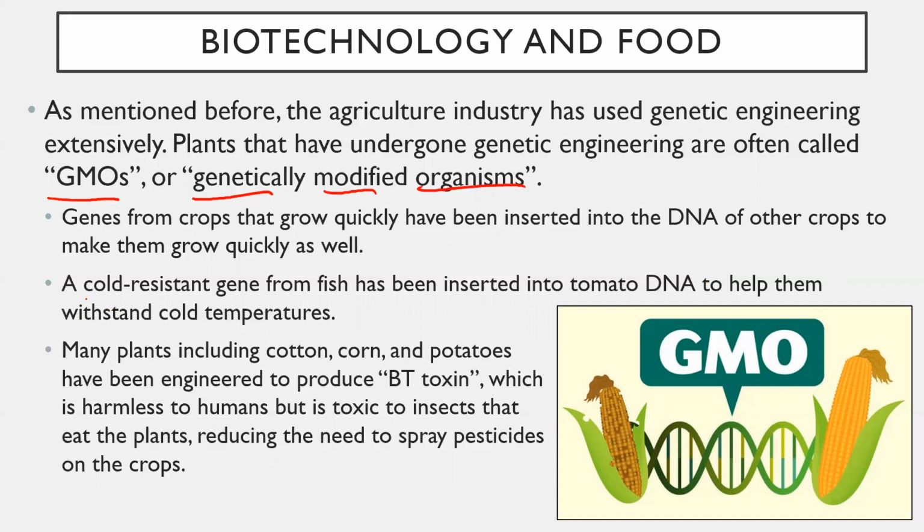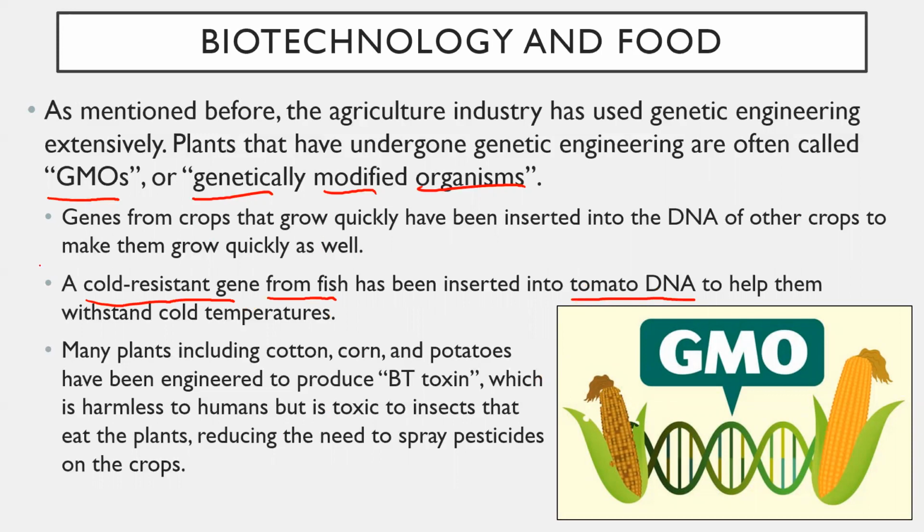Another application was a cold-resistant gene from fish, believe it or not. They actually extracted a gene from a certain type of fish, and they've inserted it into tomato DNA to help those tomatoes withstand cold temperatures. So the fish was able to sustain itself under really cold conditions. And they found that that gene was something that would be compatible with tomato DNA, and they were able to insert it into the DNA of tomatoes to get that to work.